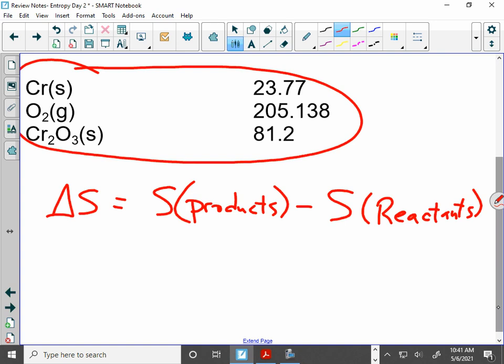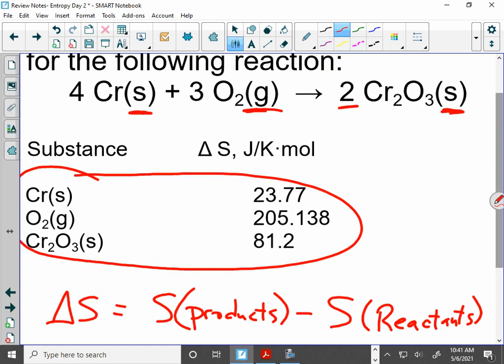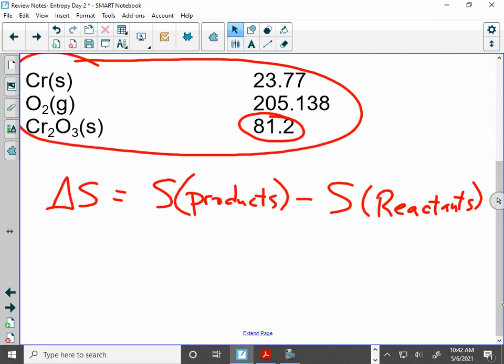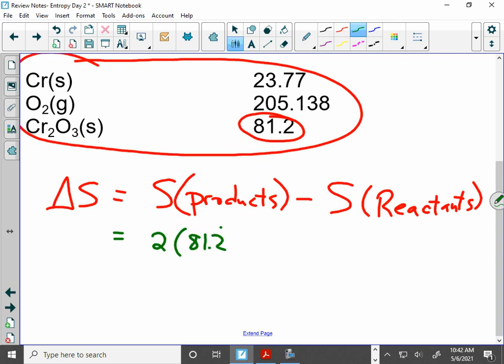Now, something that is also very important with this is that I need to know my coefficients out in front because I need to multiply my values by them. So, in this particular case, I only have one product, don't I? That's chromium 3 oxide. So, I'm going to find my value for chromium 3 oxide, which is 81.2. And how many of them do I have? 2. So, I'm going to take that 81.2, and I'm going to bring it down here. I'm going to say that I have 2 of the 81.2.